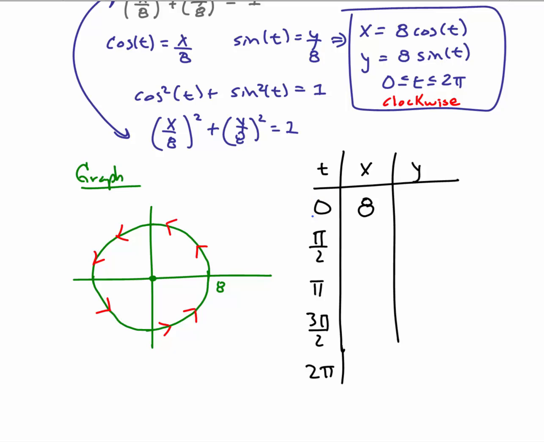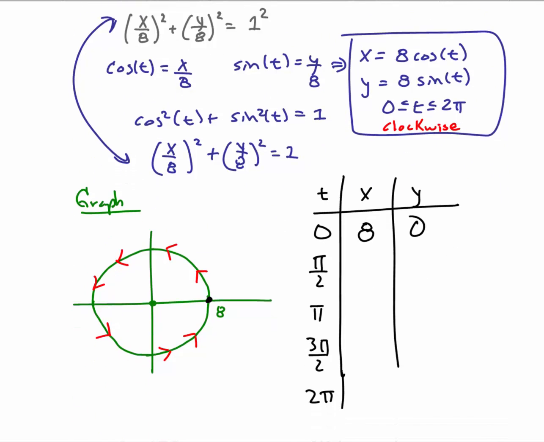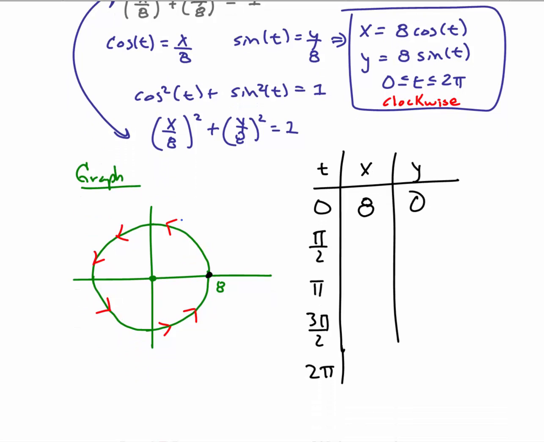Actually, that's wrong. I was reading this as x and this is y. I need to plug this in for 0 here. The sine of 0 is 0. 0 times 8 is 0. So it's starting right here at 8, 0. Now, I want it to move up in this direction. Actually, I don't. I want it to move clockwise. So all my reds are wrong here. I want it to move clockwise. So let me get those fixed. So clockwise would be this direction.